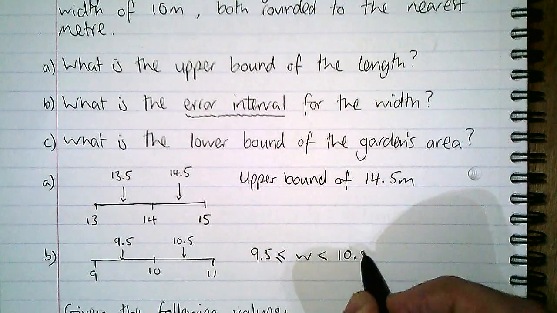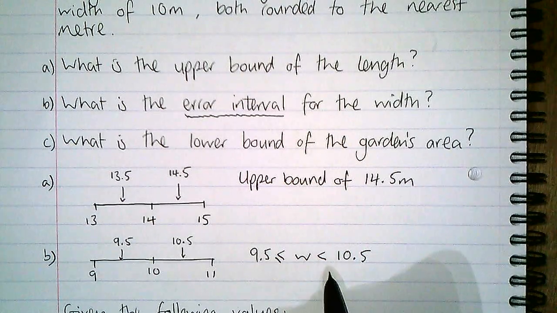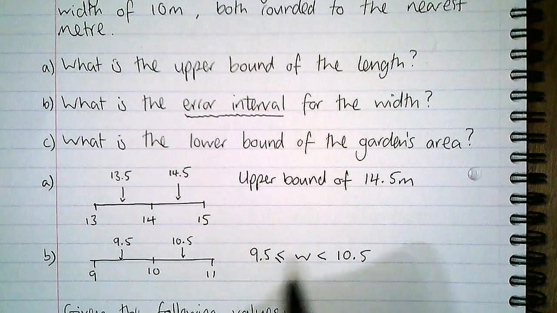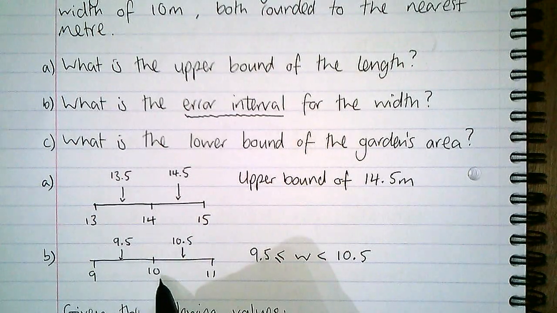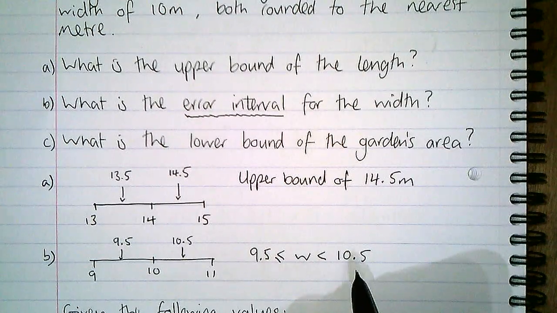Now this comes back to what we were saying before, that the upper bound here is like the limit. Anything strictly less than that would round down to 10, which is the value that they gave us for the width. It's not saying that 10.5 would round down, it's saying anything less than 10.5 would round down.